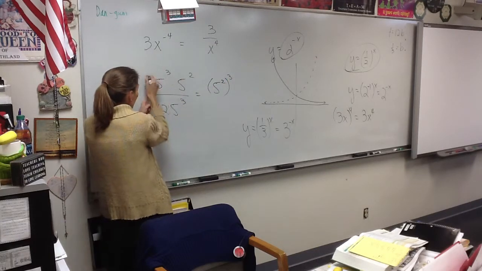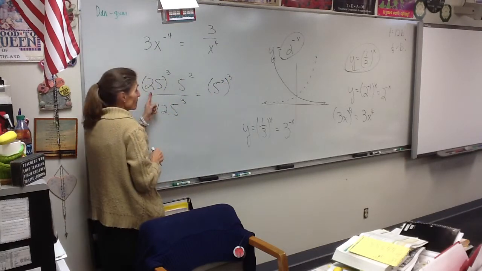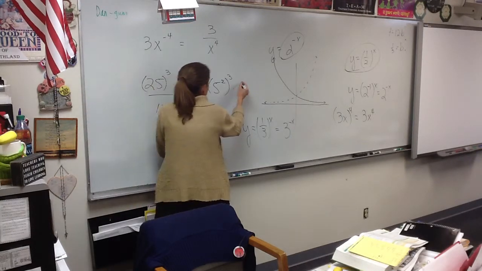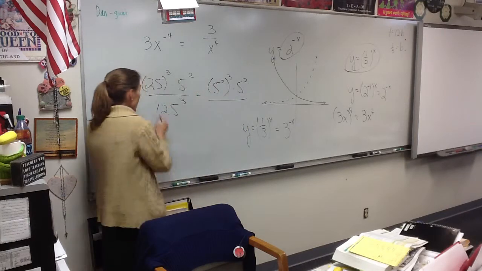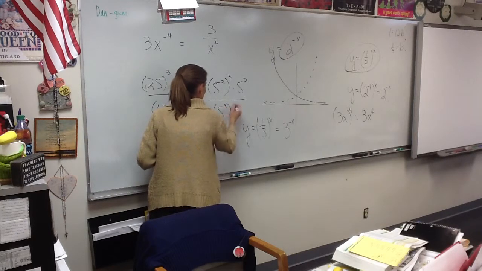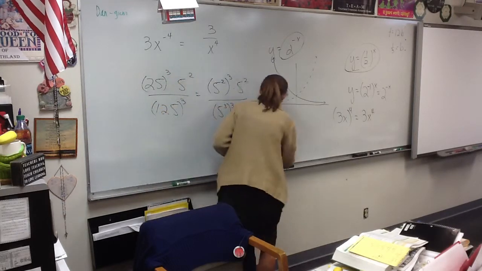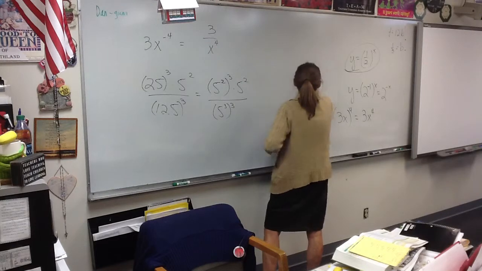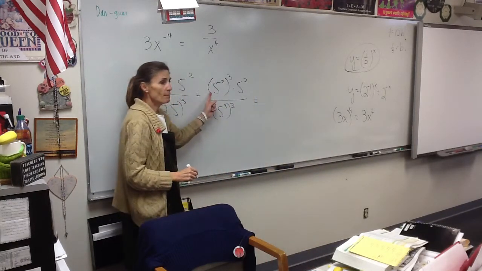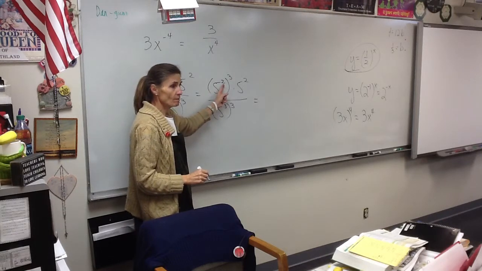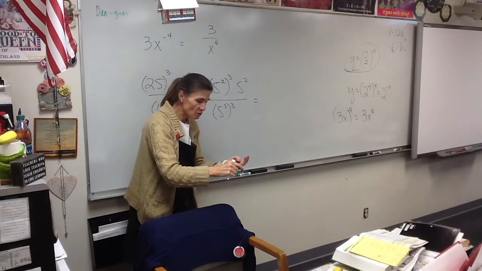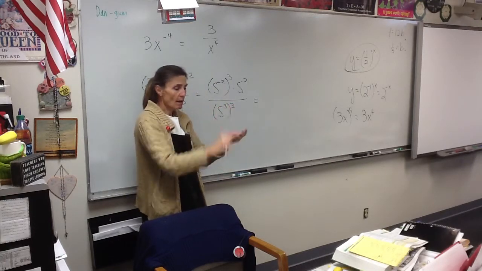So 25, I'm rewriting as 5 squared. Right? That's what 25 is? Times 5 squared. What's 125? 5 cubed. Now we're going to use some of those properties of exponents that you already know. What happens when you take 5 squared and cube it? So that would be 5 squared, 5 squared, 5 squared. How many 5s is that?